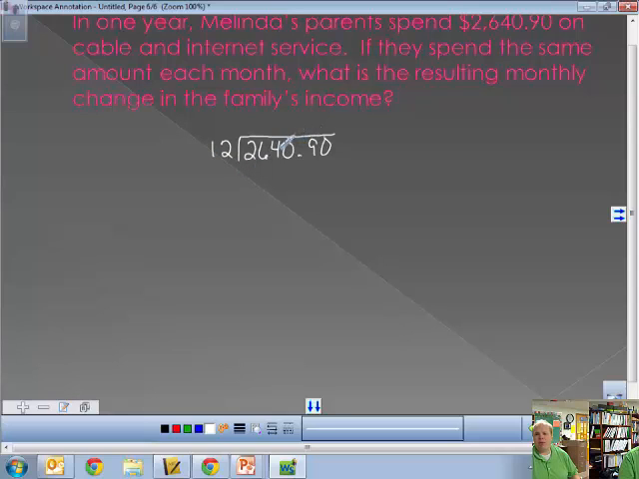Alright, I'm going to put my decimal right up here. Remember, if I have decimals in my divisor, I have to move them so I have a whole number out here. I don't at the moment, so we don't have to worry about that. So I have 12. Now can 12 go into 2? It can't go into 2. Can 12 go into 26? Yes, it goes in there 2 times. 2 times 12 is 24.